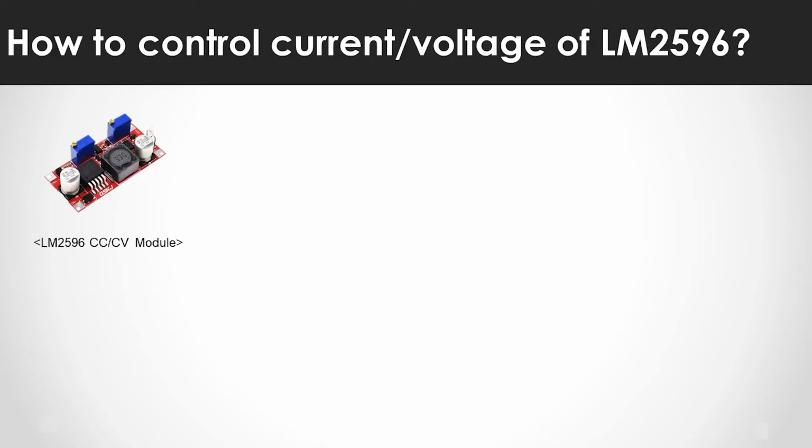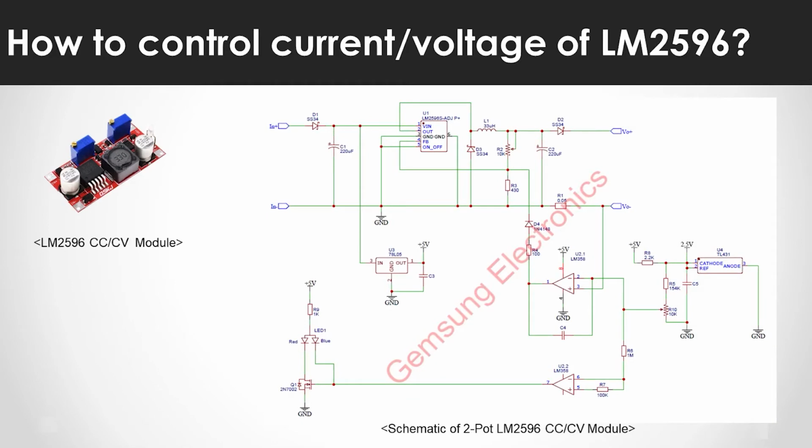So, how can the LM2596 module control the current? It is possible through the extra circuitry as shown in the schematic right here. Let's take a look at each part. First is the voltage control block. It is composed of 2 resistors R1 and R2 on the previous page when we explained the operation of LM2596 IC. The output voltage could be adjusted by changing the resistance values of R1 and R2. There is a potentiometer at the R2 position, so the output voltage can be adjusted. Turning the potentiometer knob clockwise increases the output voltage and counterclockwise decreases the output voltage.